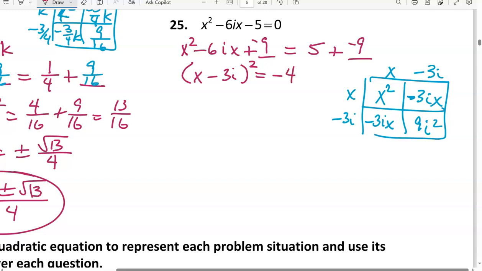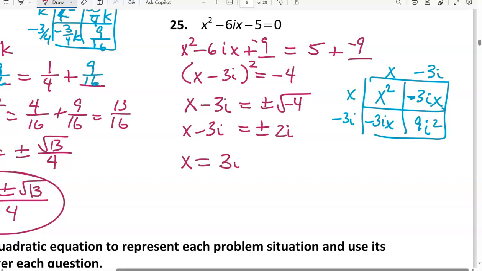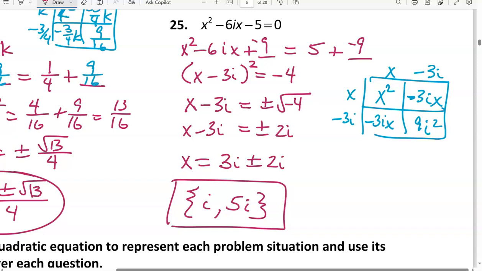And if x minus 3i squared is negative 4, then x minus 3i, don't need parentheses anymore, will be equal to plus or minus the square root of negative 4, which is plus or minus 2i. So adding 3i to both sides, we have 3i plus or minus 2i. That means that one of the solutions is 3i minus 2i, which is i, and the other is 3i plus 2i, which is 5i. So we get two imaginary solutions. In this case, they're not conjugates because we have imaginary coefficients here.